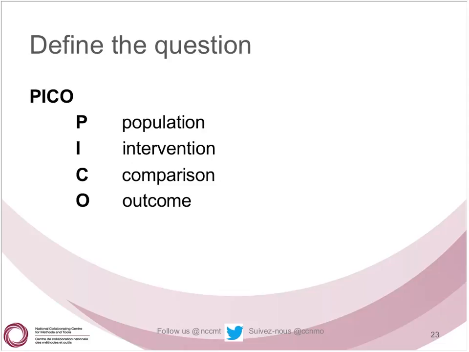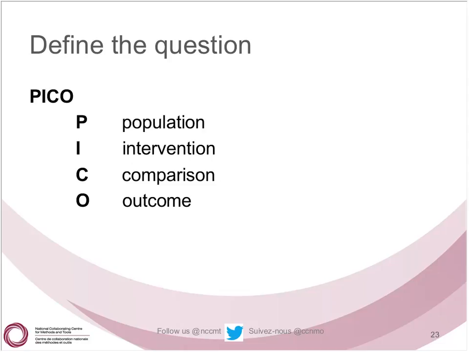We also sometimes talk about PS if it's a qualitative question, so if we're looking for more evidence related to people's experience of something. And PS stands for population and situation. But in this case, we would be interested in quantitative evidence, certainly, so we'll go with PICO.